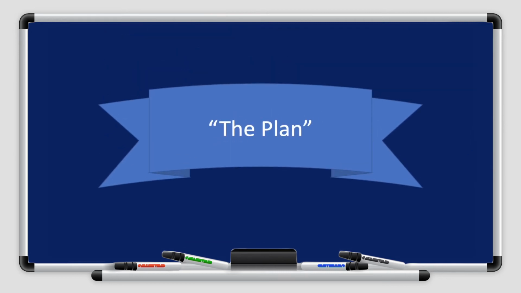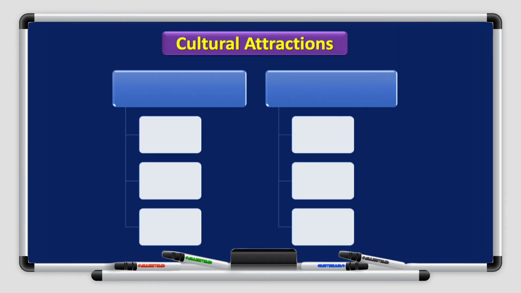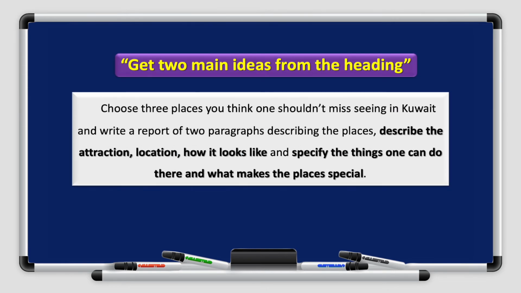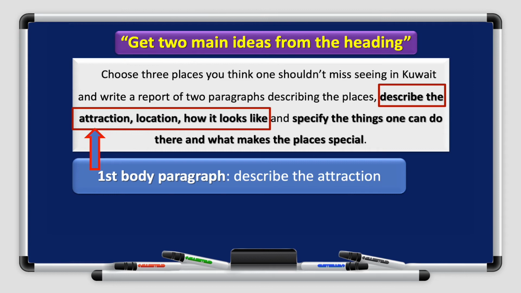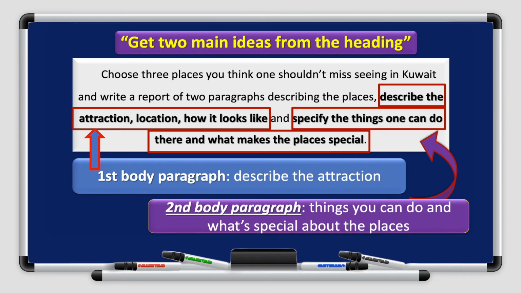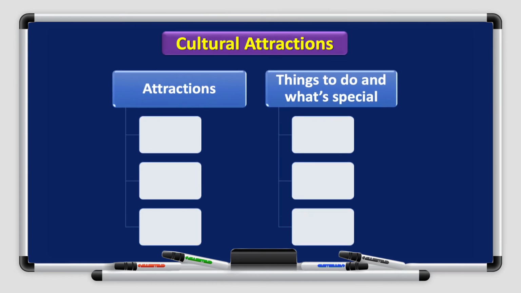We have the plan. So our topic is cultural attractions. Where do I get my ideas? For the topic, you will get the 2 main ideas from the heading itself. The task tells you to describe the attraction, location, and how it looks. So we want the appearance of the attraction. That's for your first body paragraph. For your second body paragraph, you're going to specify the things one can do there and what makes the place special. So let's proceed with our plan. First body paragraph, attractions. Second body paragraph, things to do and what's special. Let's take it one by one.